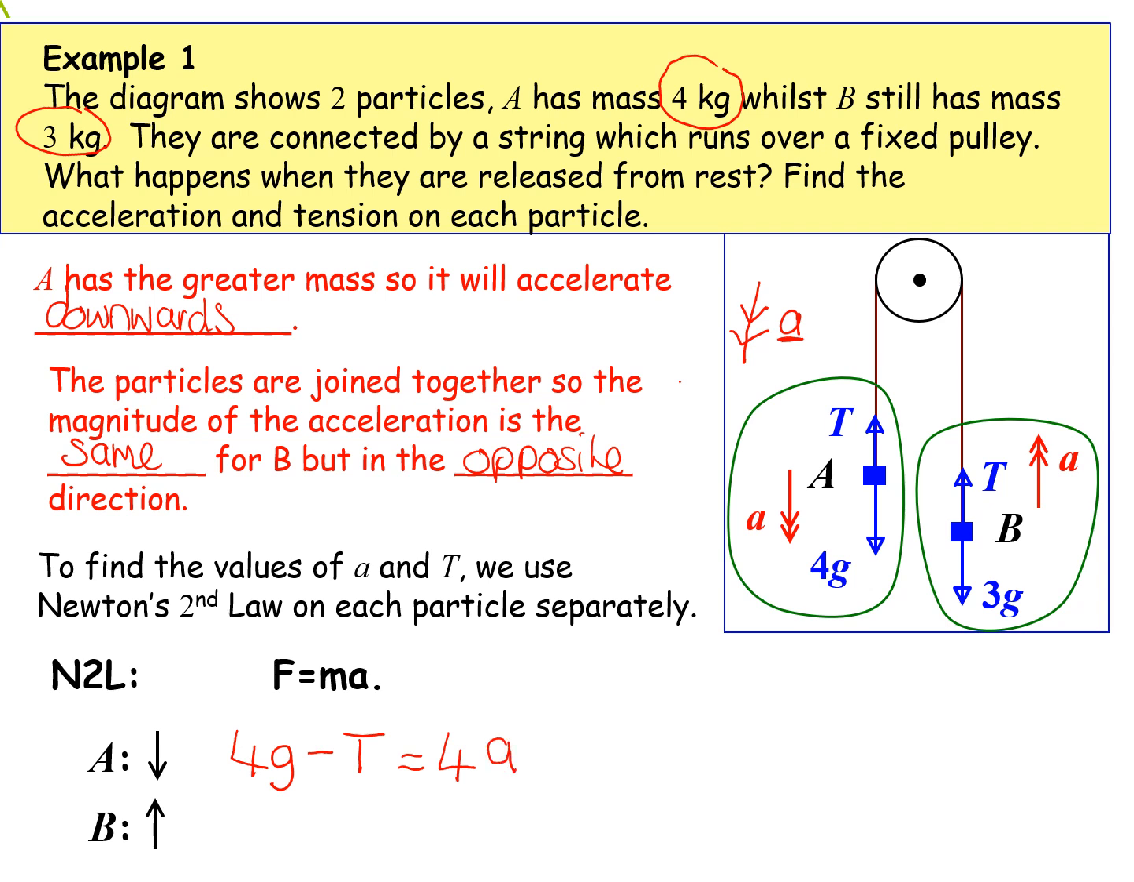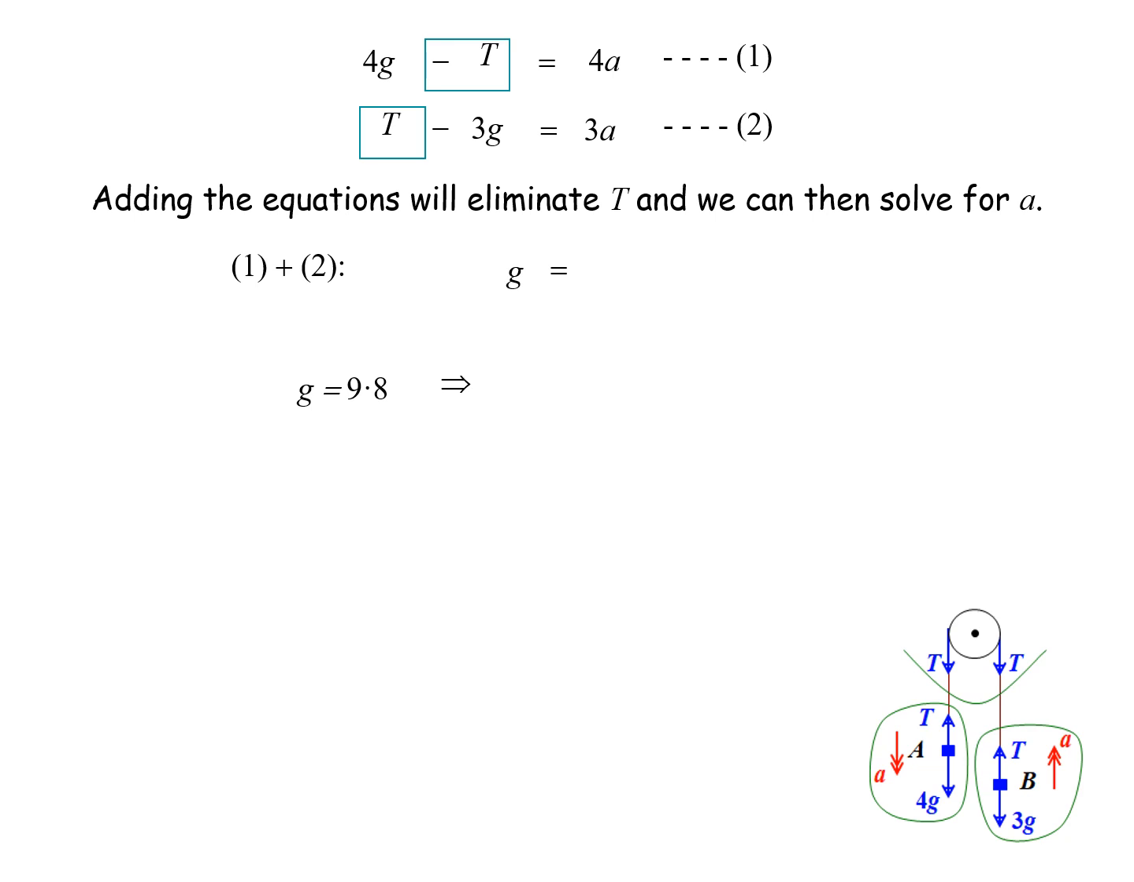And the next one, if we look at B, to help that one go up, T will be positive, and 3G is bringing it down, and that equals 3 times acceleration. Acceleration is the same for both particles, and tension is the same, well, not both strings, the same string. Right, so we've got our two equations.